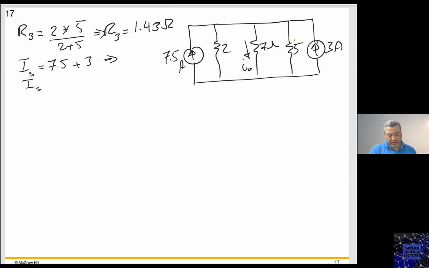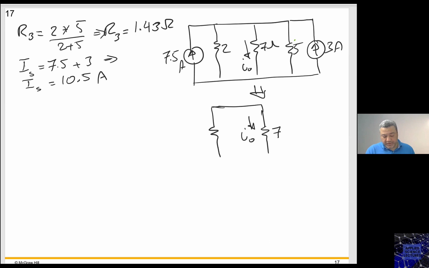So IS is 10.5 ampere, right? How did we come up with this? I'll show you. Now, if I am to simplify this further, it's going to look like this. Now remember, all those are in parallel. What does this mean? This means I can swap their locations just to make it simpler for you.